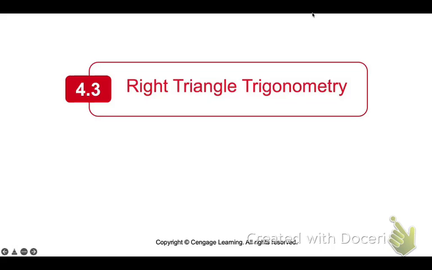Okay, 4-3 right triangle trigonometry. We have been doing right triangle trigonometry. I've just told you it was x's, y's, and r's. Now it's going to be opposites, adjacents, and hypotenuse. It's going to be the same stuff, just I'm going to call it different.